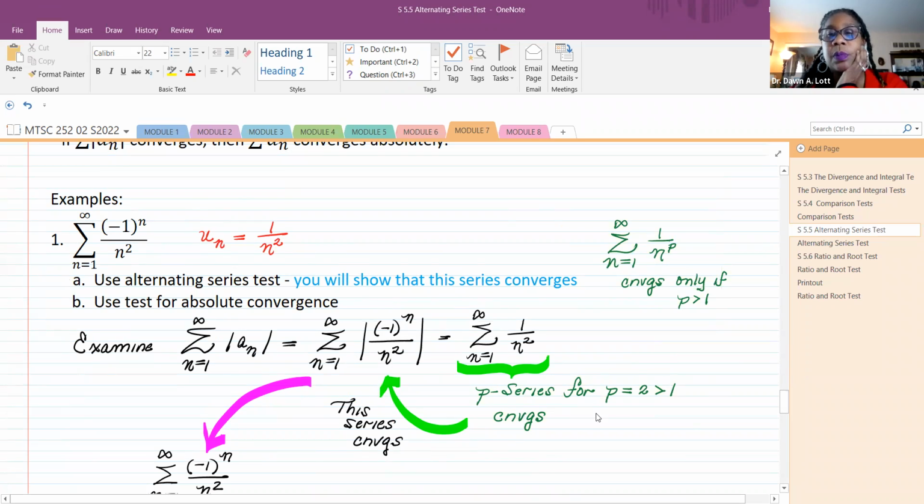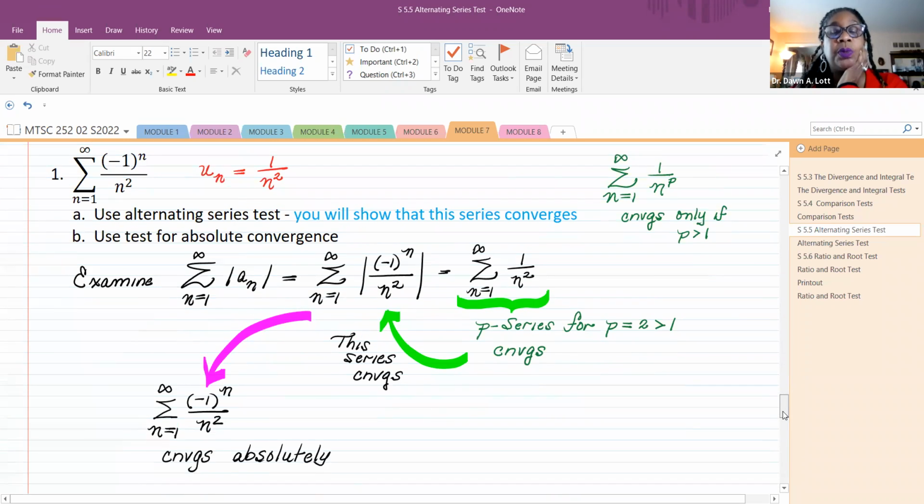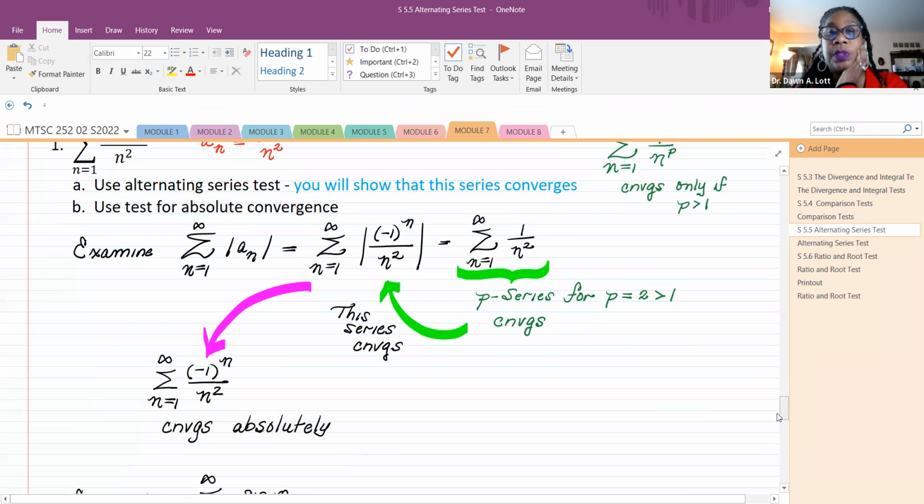But we then went on to see what we are going to do in terms of absolute convergence. So we looked at the sum of the absolute value of the terms. We got a P series. P was 2, which meant it converged. So if the absolute value of the terms in that series converged, then that series converged absolutely. So by showing this, we showed this, and then we showed that. Okay.